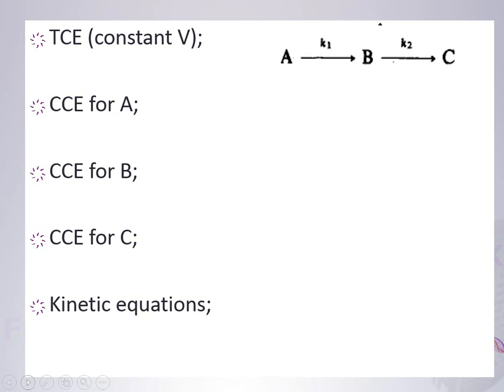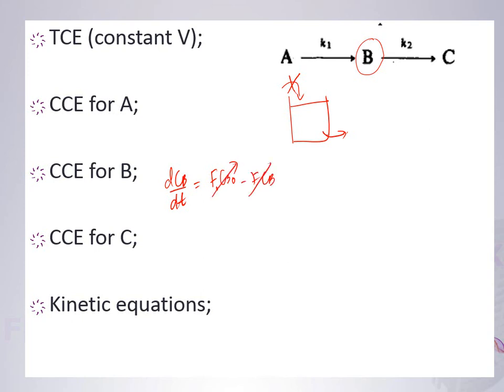Let's do one for B. Why not we do one for B? This is an example of consecutive reaction. So we have dCB/dt equals to what? F. We want B. There's no in, there's no out. So there's no F coming in, and CB naught minus F CB. This one is 0.